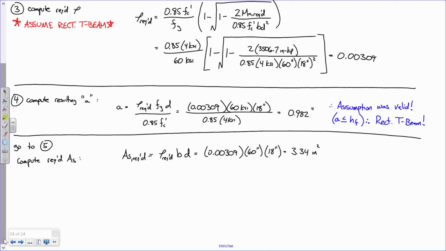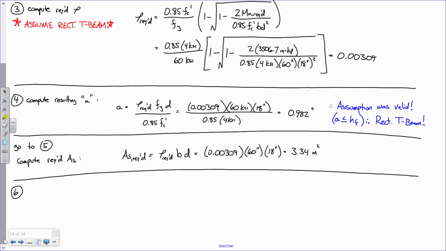Does that sound good? Any questions? What time is it? Whoa, it is 10:50. All right. So step 6. Hold on, we're actually done with this example. The only thing I would say is this. Help me out. What is step 6? Choose a reinforcement pattern that has at least that much steel. Analyze it to check your assumptions and move on.